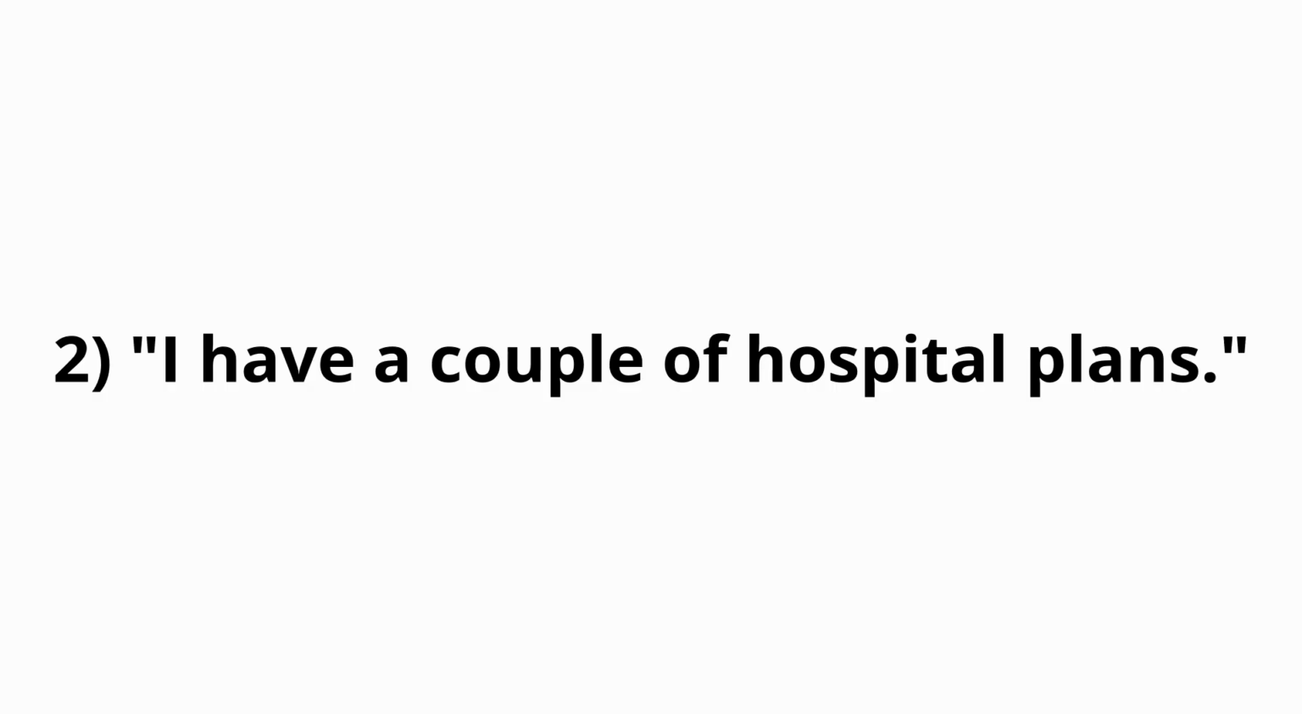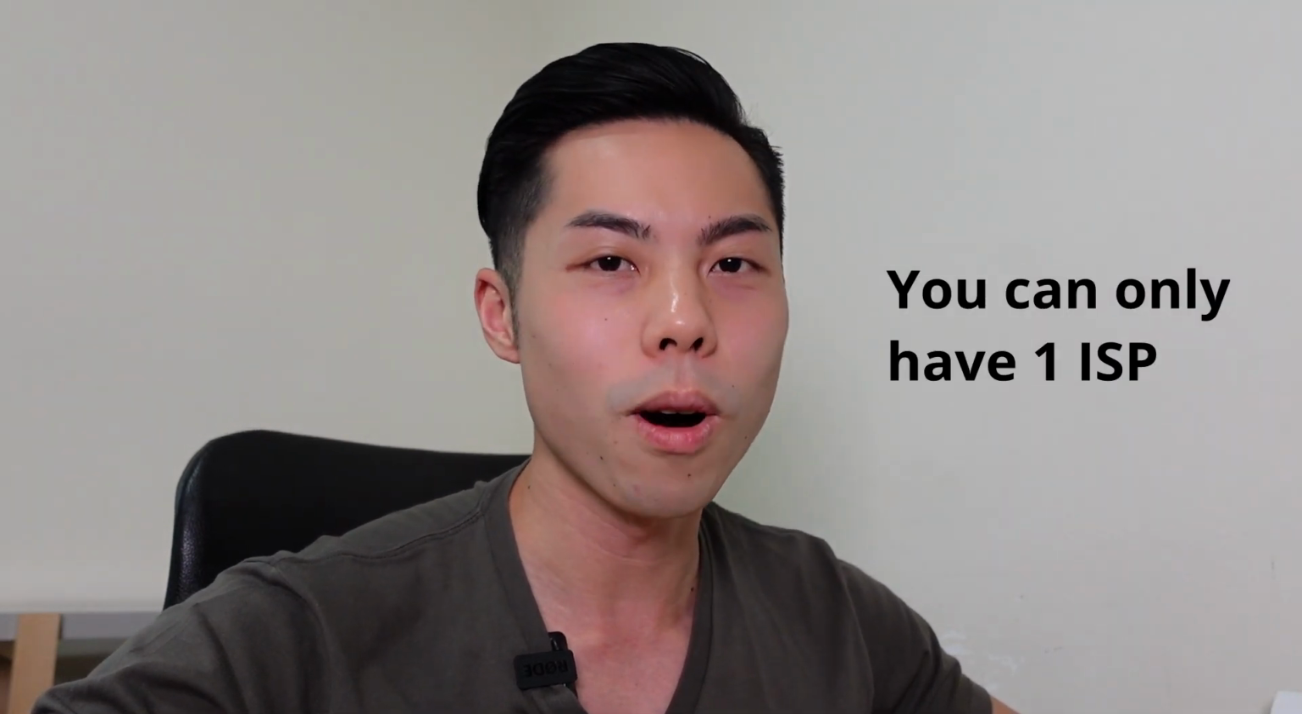And the second common misunderstanding that I always hear is that they have multiple health insurance. That's not the case because everyone can only have one Integrated Shield Plan, just like how everyone is only covered under one MediShield Life. So for example, if right now you are covered under AIA, and you decide to buy an integrated shield plan from NTUC Income, once the new policy is enforced, your previous plan will automatically be terminated. So at any point of time, you can only have one integrated shield plan.